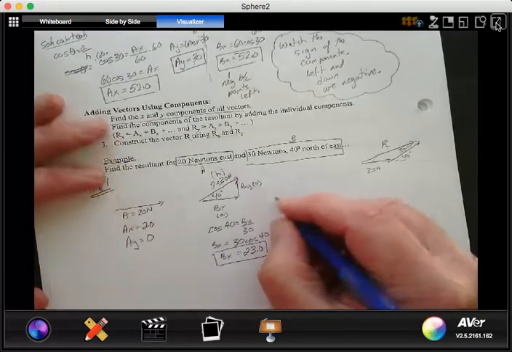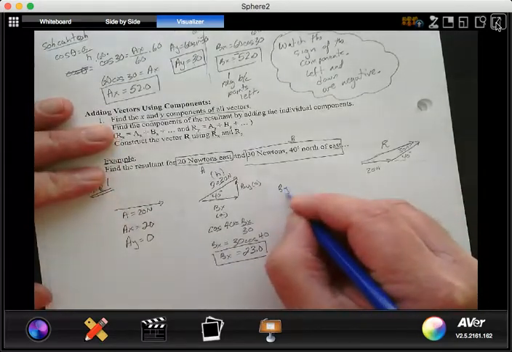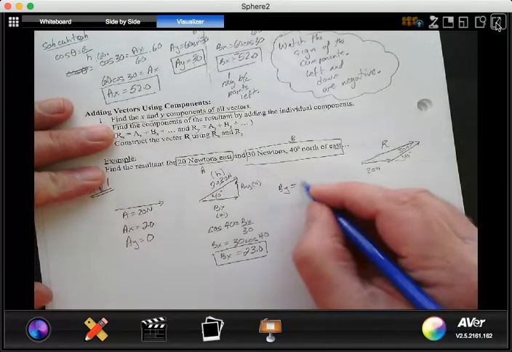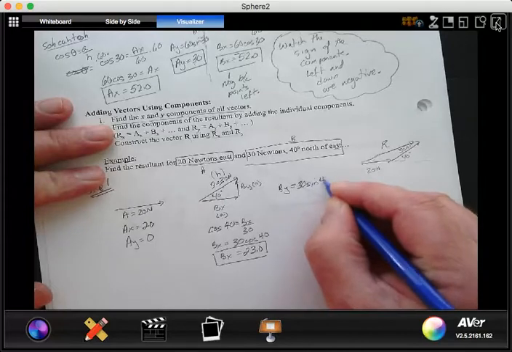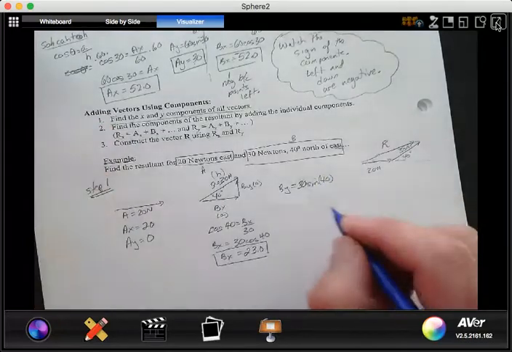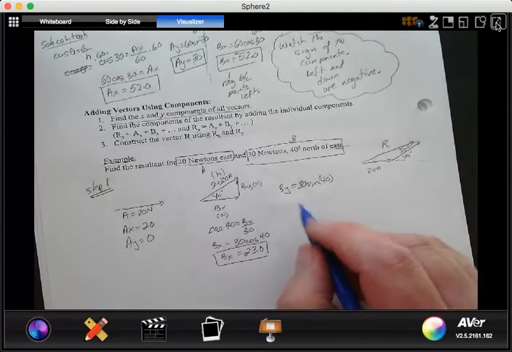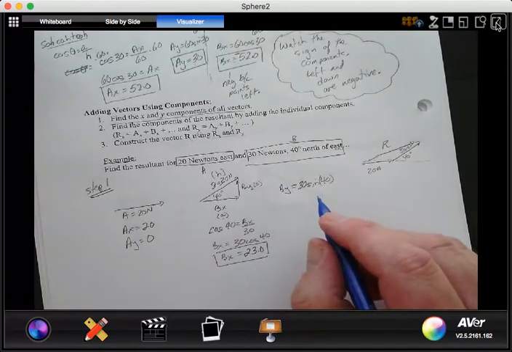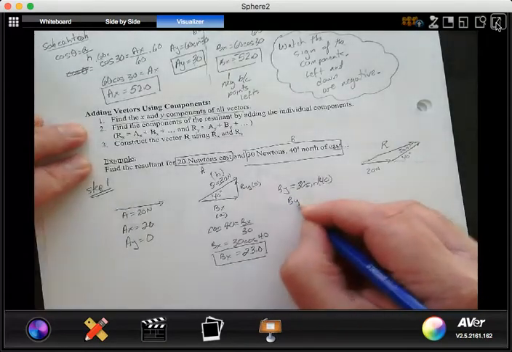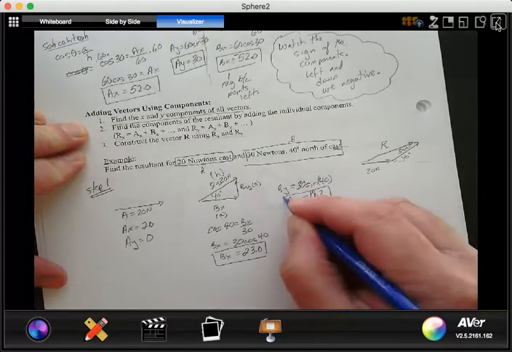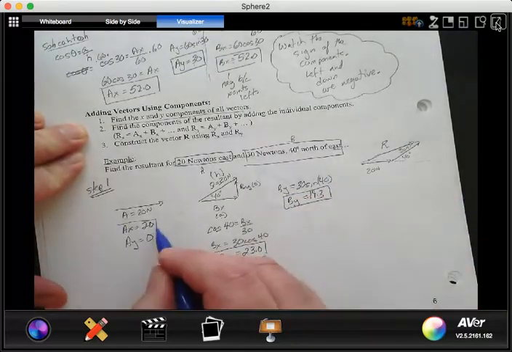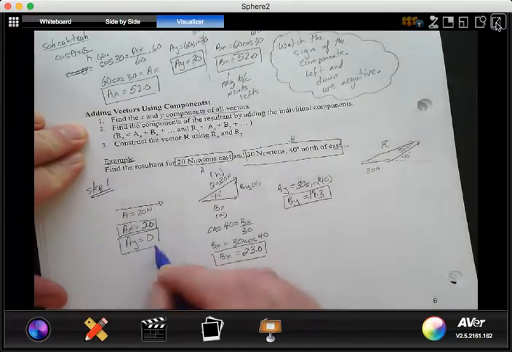And then BY, and I'm just going to skip ahead, is going to be 30 sine 40. And again, you can skip ahead like that if this is making sense. If you need to do the whole SOHCAHTOA thing, go ahead. And when I calculate it, I get BY is equal to 19.3. So there's that value. All right, so here are my 4 components.